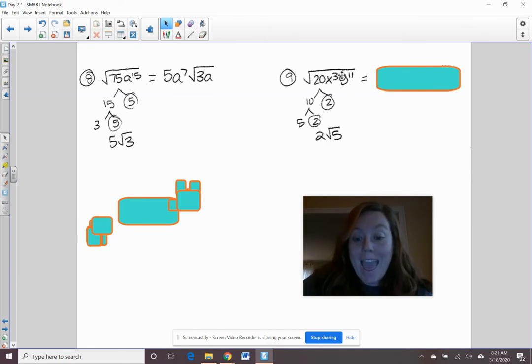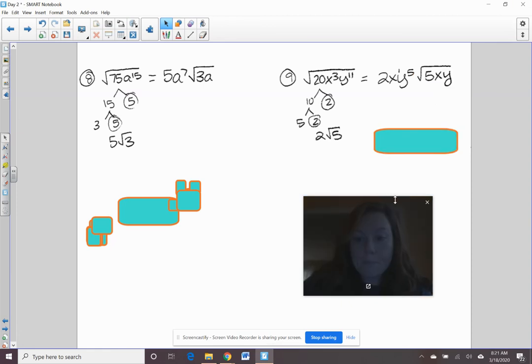I take half of 3 is 1.5. So I'm going to have x to the first. Half of 11 is 5.5. So I'm going to have y to the fifth. Then I have all the stuff in my radicals. I have the 5 in this radical. I'm going to have an x and a y. And that's it.